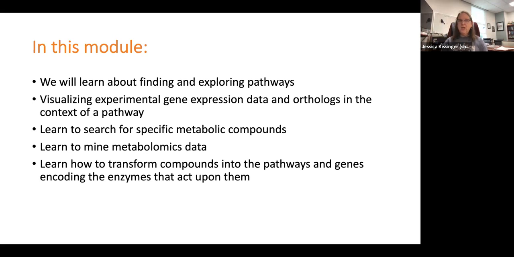You're going to learn how to mine specific metabolic compounds to find a particular compound in that malaria pathway I showed you today. The metabolite right in the middle of that slide was PEP, and we're going to look at that. You're going to learn how to mine metabolomics data, and you'll notice that the tools are very similar to those for transcriptomics data. And you're going to learn how to transform the compounds that you find from mining metabolomics data into the pathways, or, if you choose, the genes encoding the enzymes that act upon them.